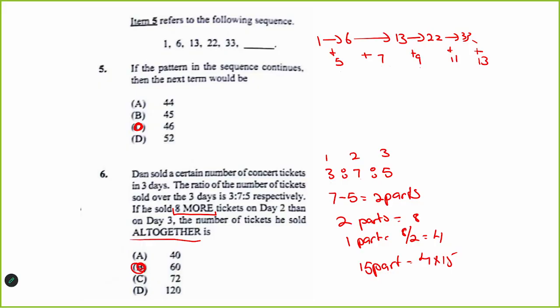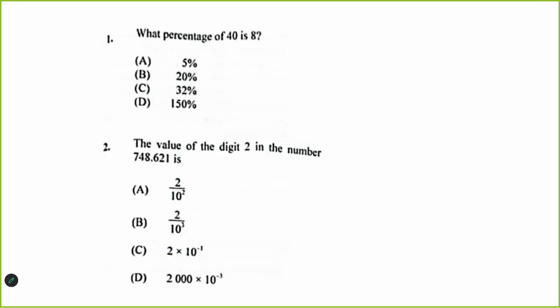And that would be the answer for number 6. Right, and that is the end of May-June 2025, section 1. Let's go to January 2025, paper 1, numbers 1 to 6.